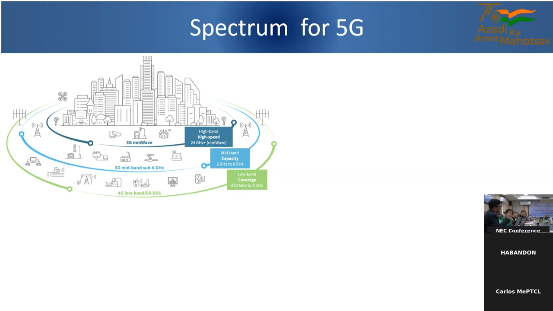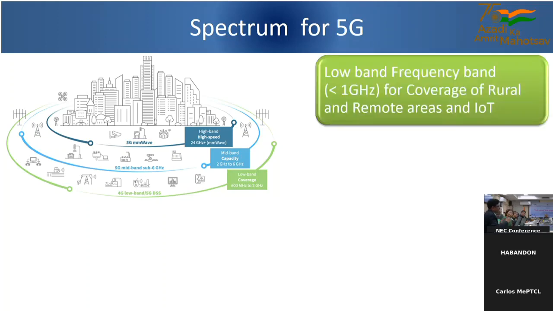For example, spectrum has got lower band, mid band, and higher band. So in 5G, all the three segments of the bands will be utilized. In fact, all the operators have actually acquired the required spectrum. And this will be for different use cases. So you may be aware that if you have a lower frequency band, your coverage can be very, very large.